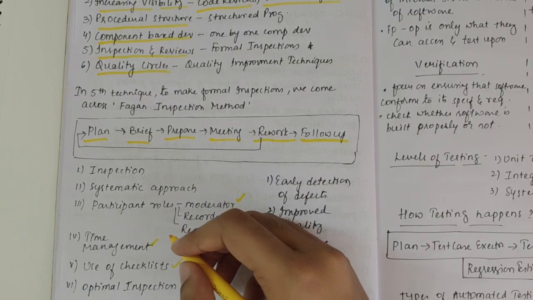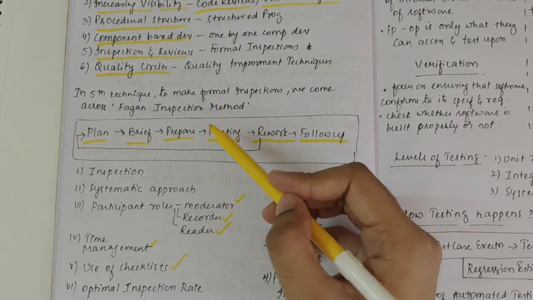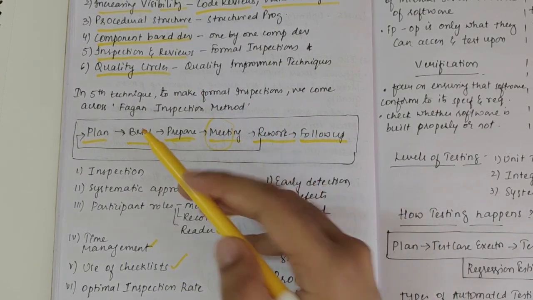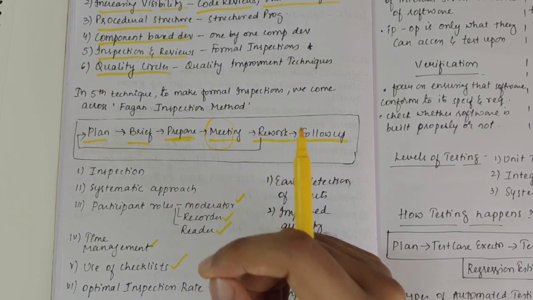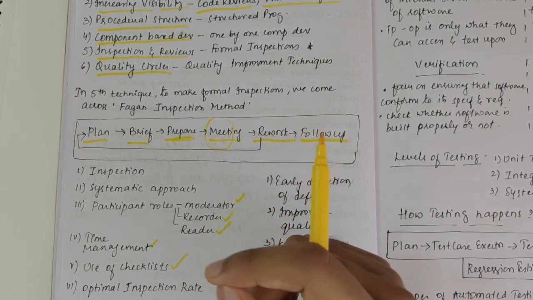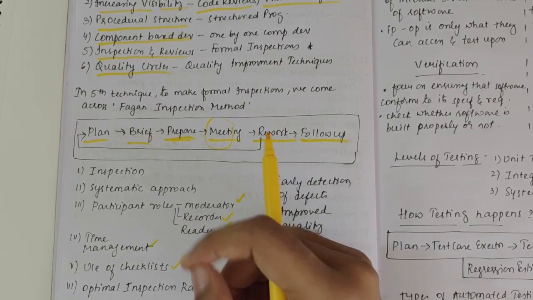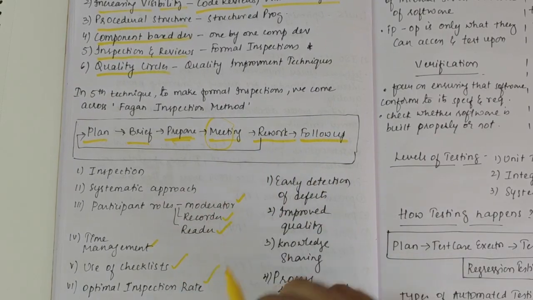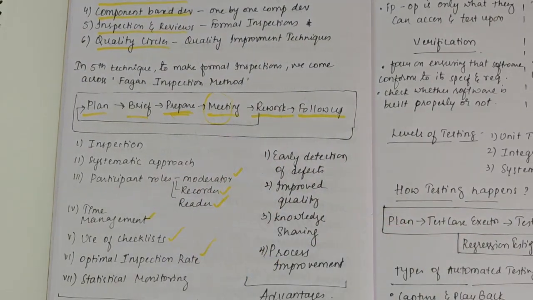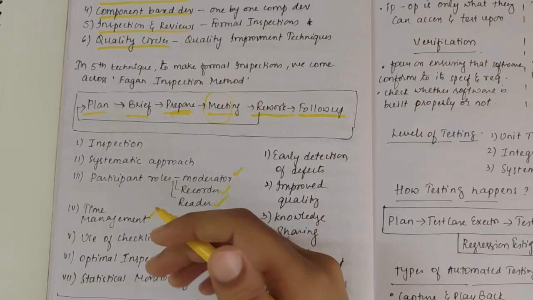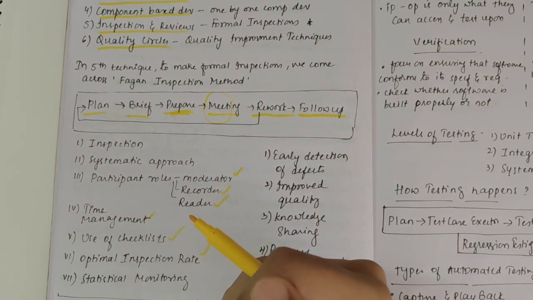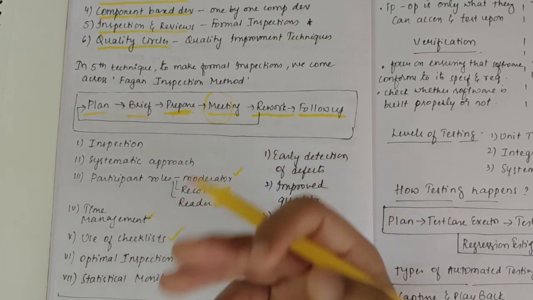Then we have the use of checklists. Before getting into the meeting part, we should prepare. Here we should discuss all the defect finding processes and make sure that we speak on that in the meeting. Then we have the optimal inspection rate. An optimal inspection rate is around 100 lines of code inspected in 1 hour. That is the inspection rate. That will tell the efficiency of the defect detection which we are performing.